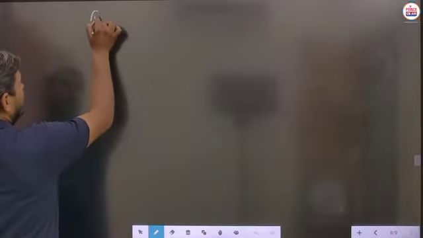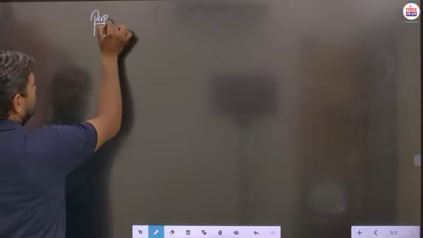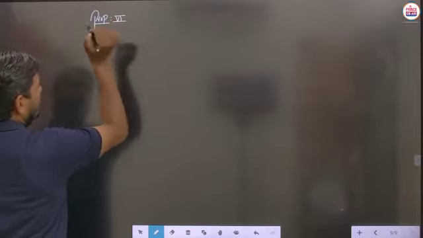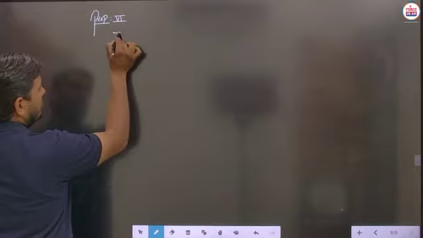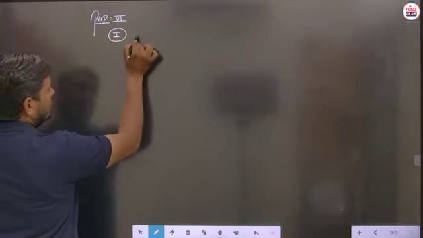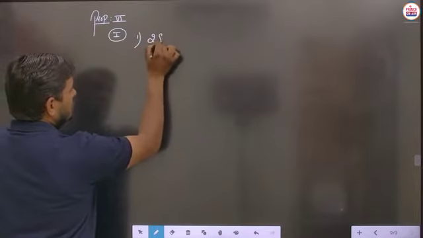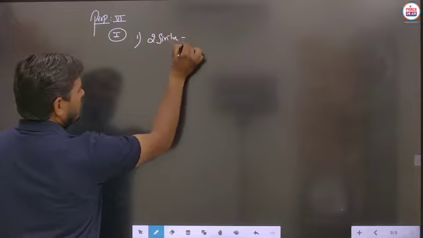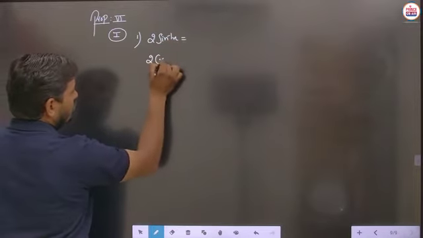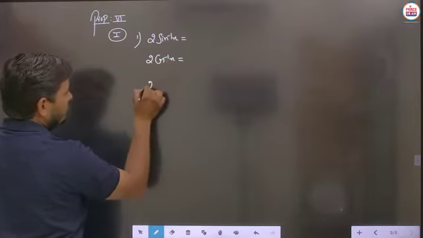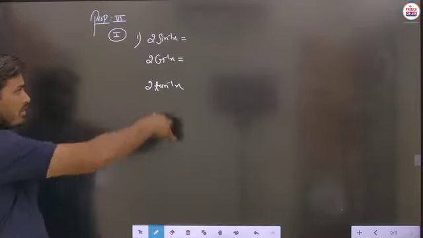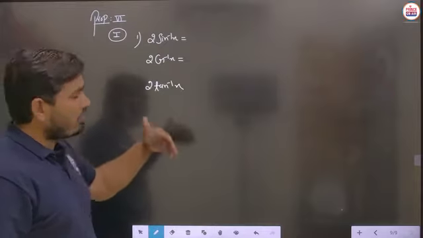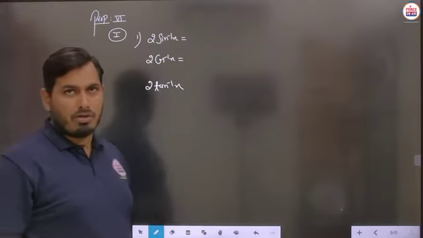Property 6 is to be defined here, in which we have to write the formula. In the first section there are two sections. In the very first section we have to derive the formula of 2 sin inverse x, 2 cos inverse x as well as 2 tan inverse x. Is it clear? We have to derive the formula of these sections, and according to that we have to write the result. Is it clear?